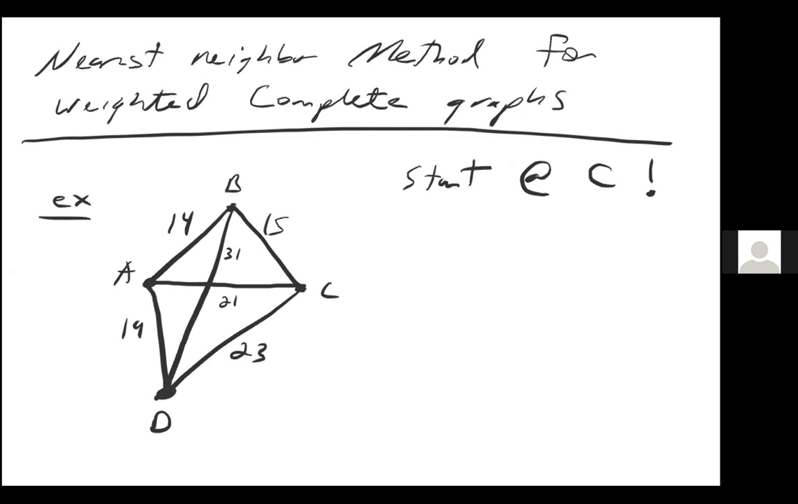So I have three choices: 15, 21, or 23. So I'll take the smallest one. Okay. So that'd be C to B. And I write below it 15. Okay. And then I have two choices from there, because I already went from B to C. So my two choices would be 31 or 14. So I choose 14. So I go to A.